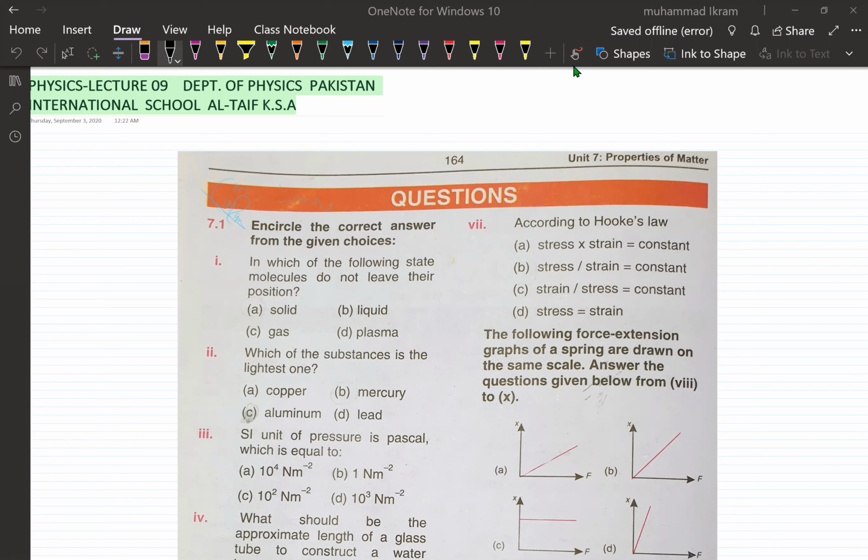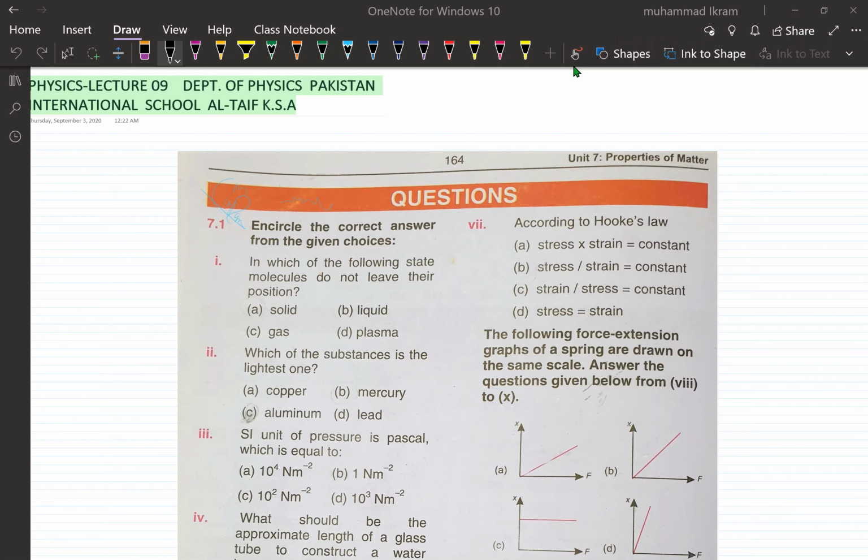Last lecture I started from unit number 8, temperature and heat, and I skipped the exercise of unit number 7, properties of matter, thinking it wise that you would do it yourself. But some of the students asked for the guidelines, so I intend to do it for you. Today's lecture is the question answers and numerical solution of unit number 7, properties of matter.